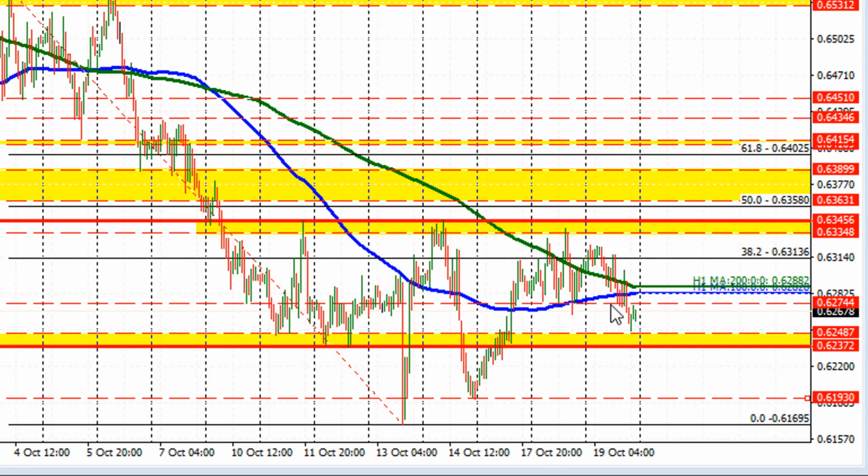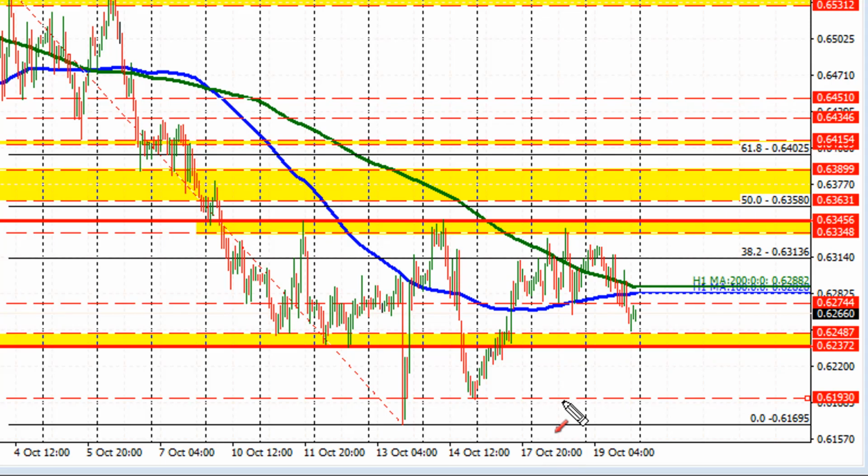Okay, so that's where the market is centering, below the 100 and 200, keeping the bias more to the downside. But we need to get below this low area at 0.62372 and stay below that level to keep the sellers more in control. After a break of that level, what would the targets be? Where are we going?